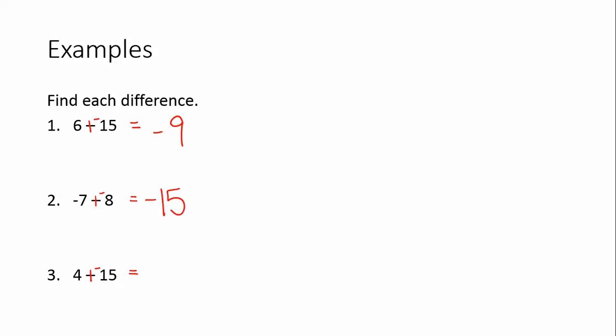Finally, on number 3, we again have opposite signs, positive 4 and negative 15. So you're subtracting the two numbers in your head. 15 minus 4 is 11. And again, the 15 is larger, the 15 is negative, so our answer should be negative. If you work these out on your own and you didn't get them correct, listen for the explanation and see if that makes more sense.